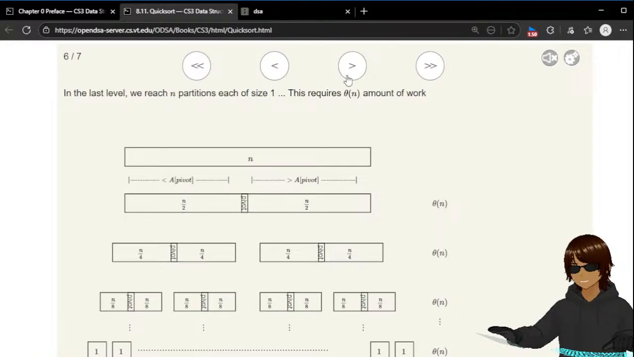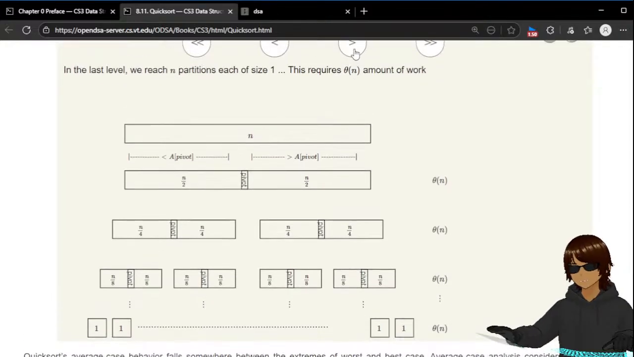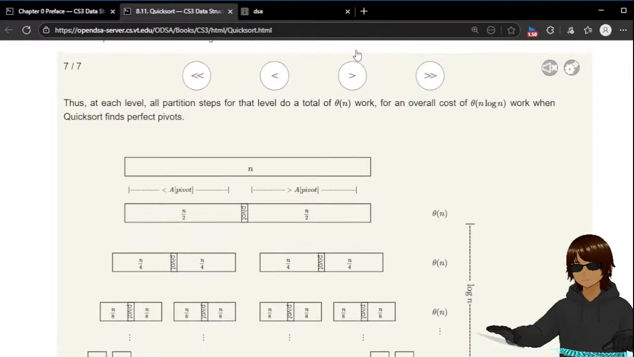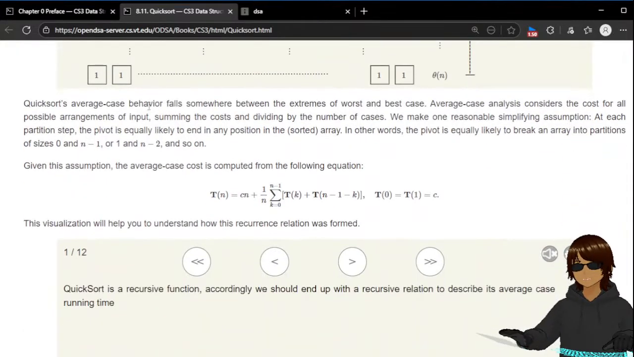N divided by 8 all the way down. So each arrangement will take theta n time, right? Theta n swaps, and then we do this again, theta n swaps. This happens log n amount of times. So theta n log n work. Quicksort finds the perfect pivot. Quicksort average case behavior falls somewhere between the extremes of worst and best case.